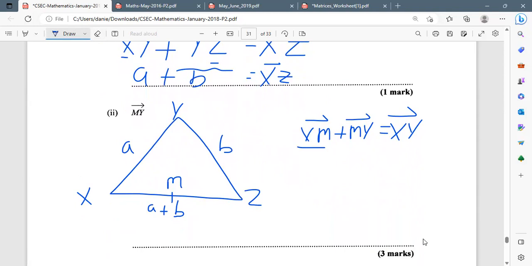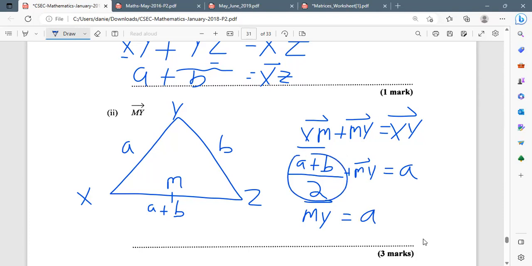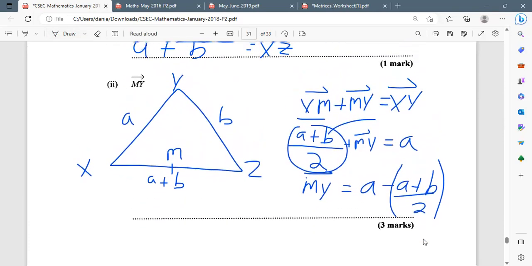Now, since we know XM, where's X to M? X to M would just be half of A plus B, so that's (A plus B) on 2. Remember, XM is just half of XZ. Plus MY, which is what we want, is equal to X to Y, which is A. If you rearrange it, you get MY equal to A, and carry this whole thing across, minus (A plus B) on 2. That'll be the answer right there. Of course you can simplify it, but you could try it on your own.